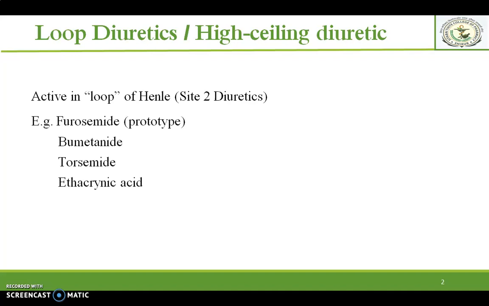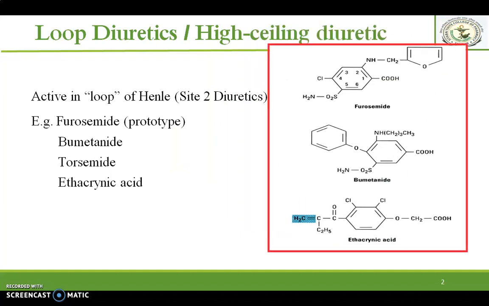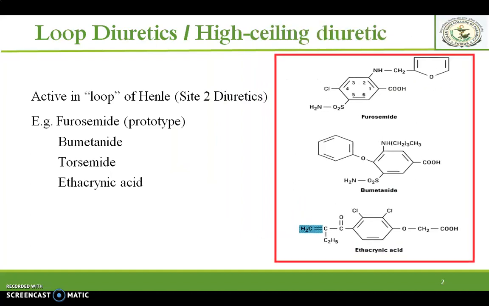Examples are furosemide, bumetanide, torsemide, ethacrynic acid. Here is the structure of furosemide, bumetanide and ethacrynic acid. In furosemide and bumetanide, there is the presence of a sulfonamide group, but in ethacrynic acid, there is the absence of this, and that's why ethacrynic acid is an example of non-sulfonamide diuretics.